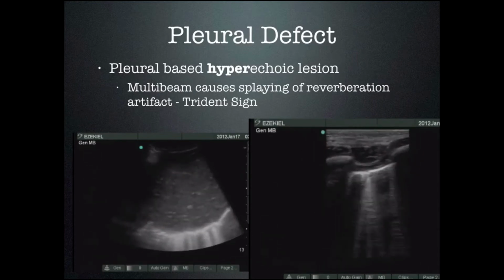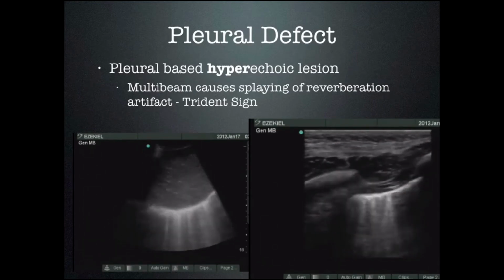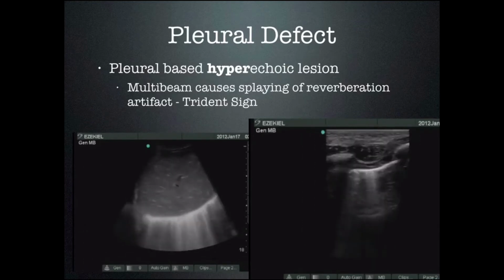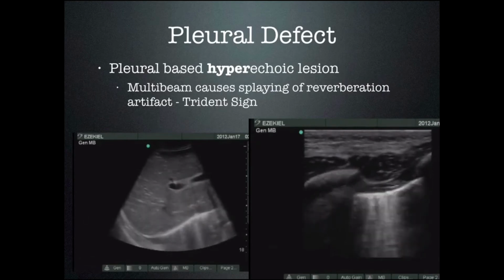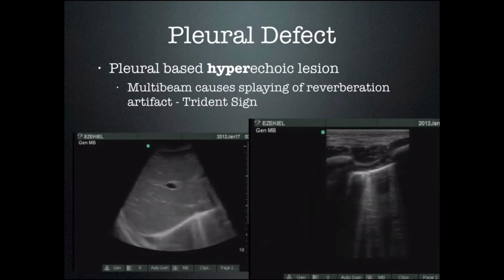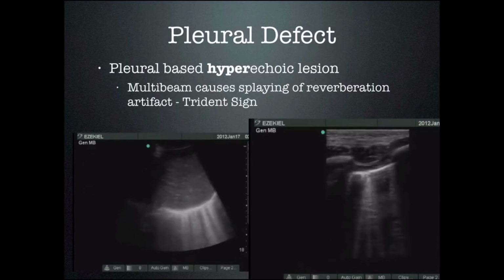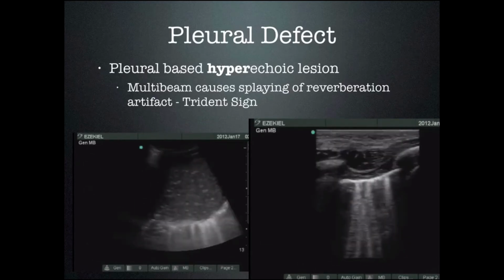Since it's miliary, you can see this on all the pleural surfaces, including the diaphragm surface, as we can see on the image on the left. And for some reason, I don't know why, you cannot see the trident sign with the curvilinear abdominal probe when you're imaging all the way back towards the diaphragm through the liver. It doesn't look the same, but this is the same patient at the same time, and this is miliary TB.